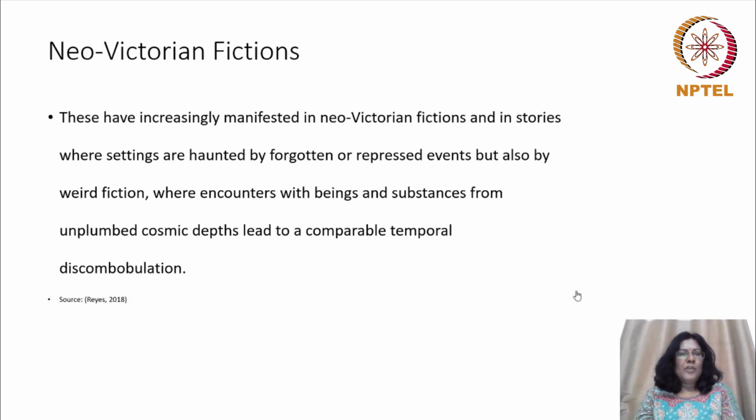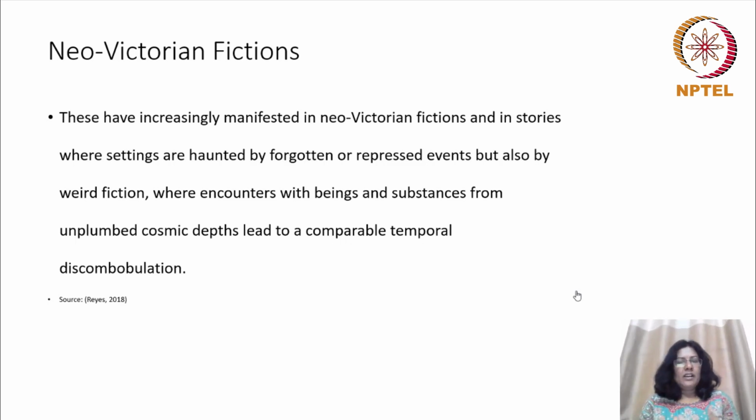Neo-Victorian fictions are also one of the kinds of contemporary Gothic fiction that has emerged in recent times. These have been increasingly manifested in Neo-Victorian fictions and in stories where settings are haunted by forgotten or repressed events, but also by weird fiction where encounters with beings and substances from unplumbed cosmic depths lead to comparable temporal discombobulation. So there are two categories here discussed in this comment on the slide.